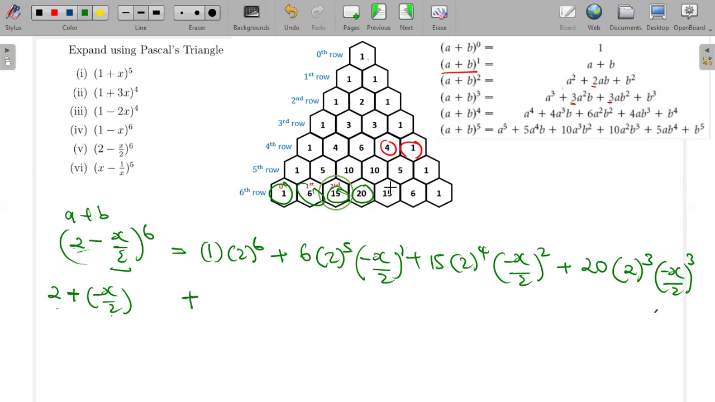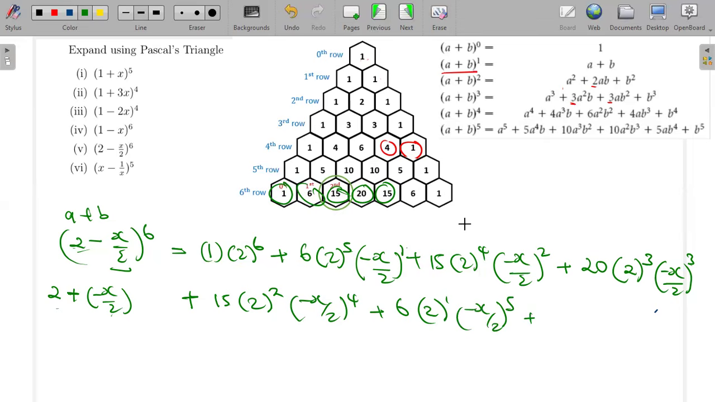Then plus, next you have 15, and then you have 2 to the power 2, and then you have negative x over 2 to the power 4, then plus 6, then you have 2 to the power 1, and then you have negative x over 2 to the power 5, plus the last one is 1. Then your 2 has reached 0, which is just going to give you 1, and then you have negative x over 2 to the power 6.